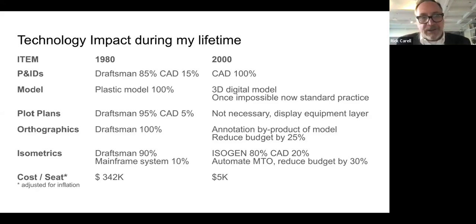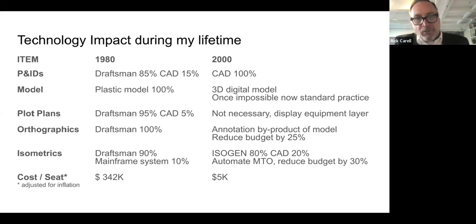The orthographics, 100% done by draftsmen. Now it's an annotation byproduct of the model. It's a very minor effort just to add dimensions on things, reference dimensions, reduces the budget probably by 25%. Isometrics, that was 90% done by draftsmen, maybe 10% on systems like Screen. Now if it's a big project, they're automatically generated by Isogen, or manually drawn on a small project with an isometric CAD grid. The automation of the MTO is complete. You've reduced the budget another 20, 30%.